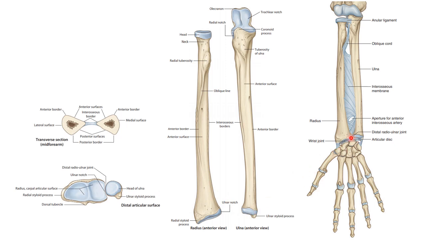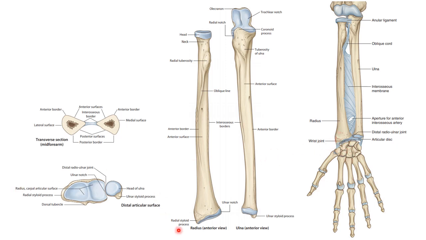And we've also got an articular disc that attaches the medial aspect of the radius with the styloid process of the ulna. This articular disc separates the head of ulna from the carpal bones. So the articulation between the distal end of the radius with the carpal bones forms the wrist joint. Here the wrist joint will form.